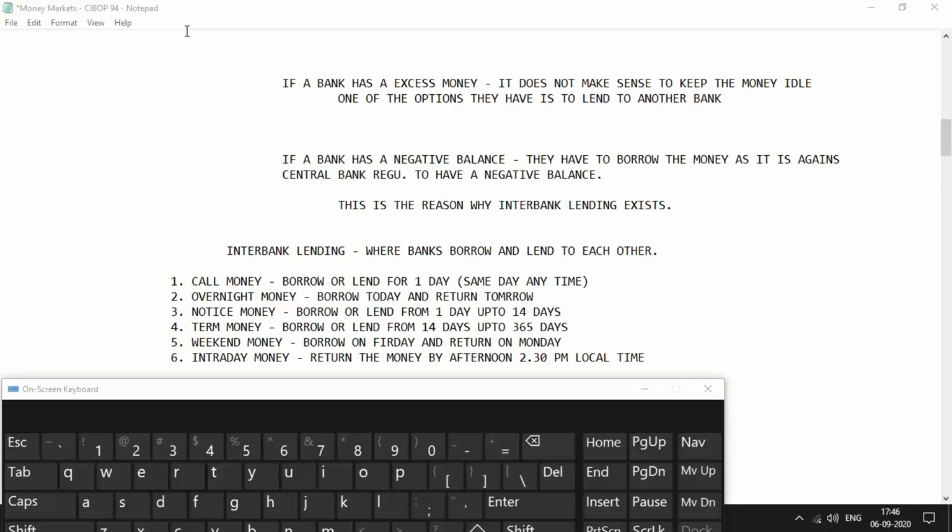And then we have weekend money, where you are going to borrow on Friday and you're going to return the funds on Monday. Okay, and the last one is what we call intraday money, where essentially you borrow the money but you return the money before 2:30 p.m. local time of that country.